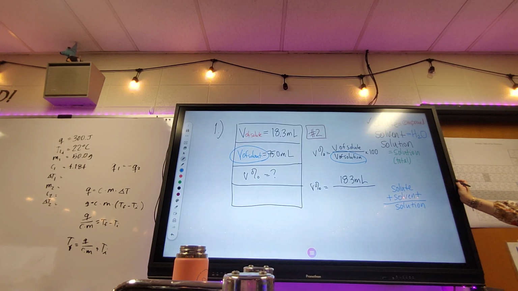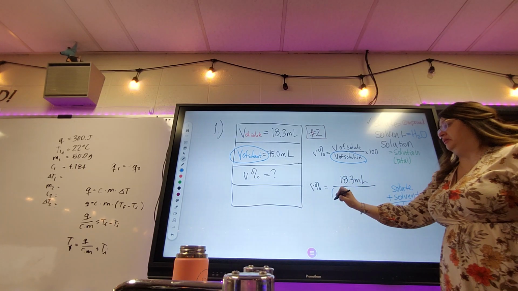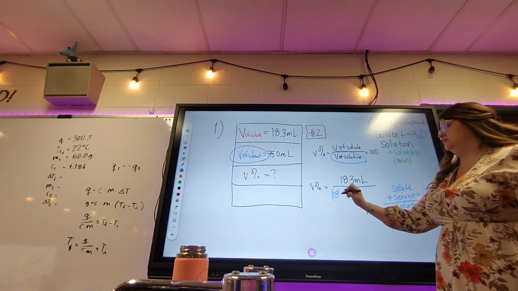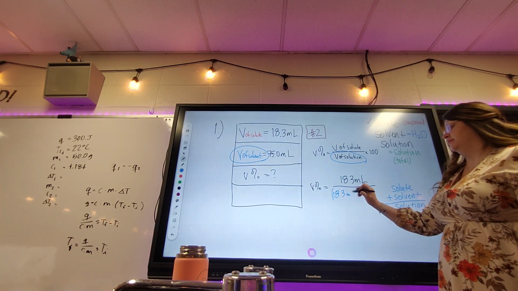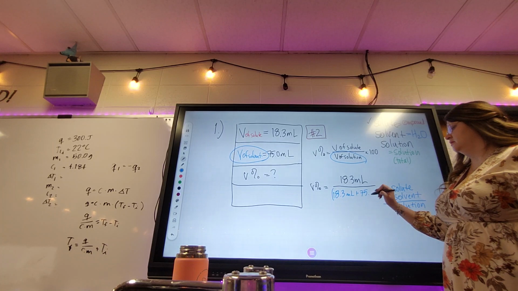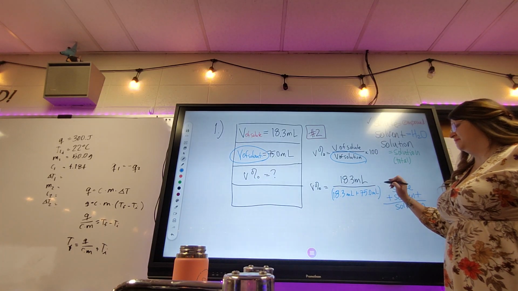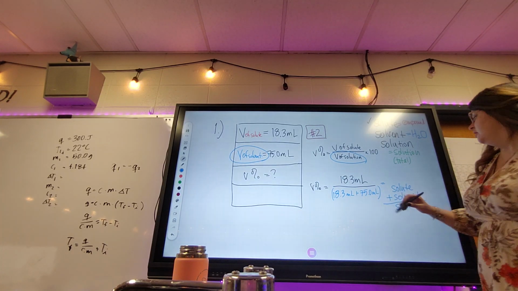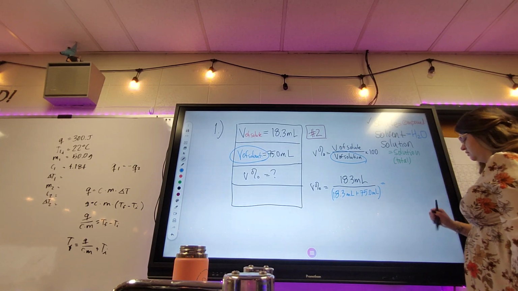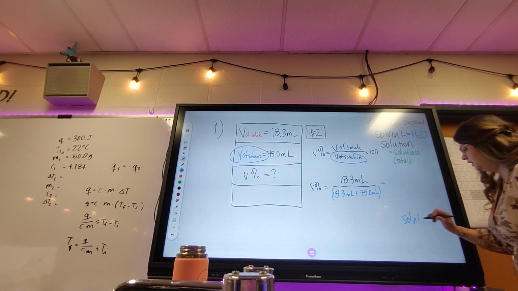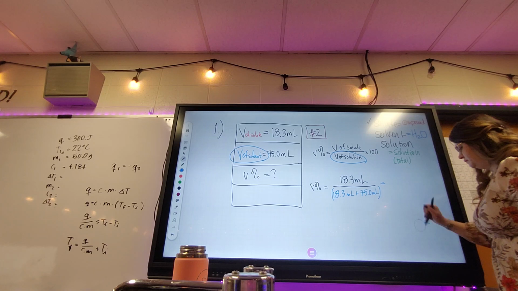So how do we figure out what the denominator of this fraction should be? We just add solute plus solvent, and that's it. But remember that, oops, shoot, I shouldn't have gotten rid of that. I'm just gonna move it. I am brain dead.